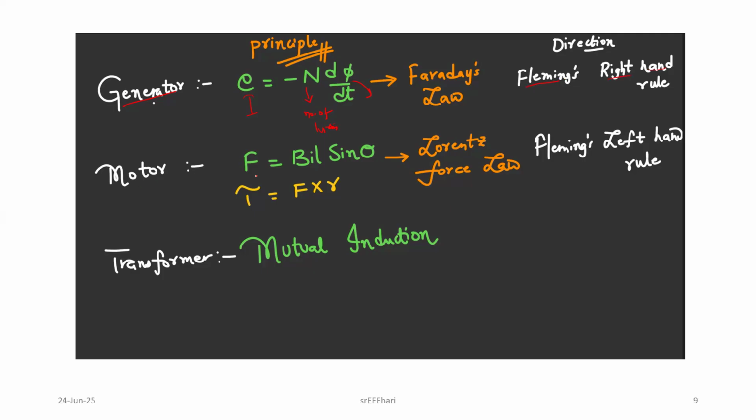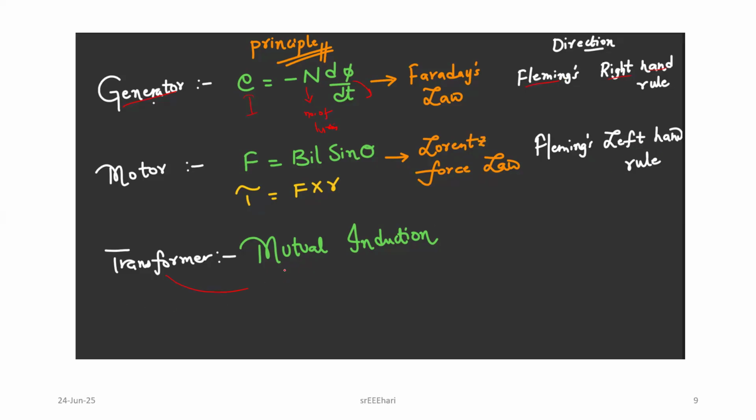Whereas for the motor, F equal to B I L sin theta, and torque equal to force into perpendicular distance. B stands for magnetic field, I stands for current, L stands for length of the conductor. This law may be called the Lorentz force law. The direction is given by Fleming's left hand rule.